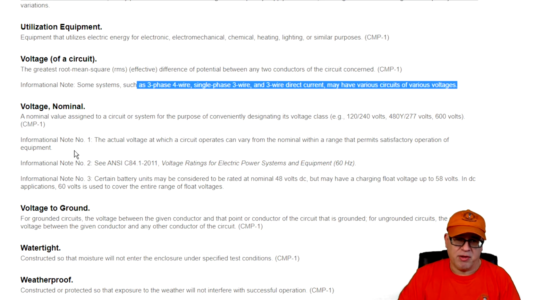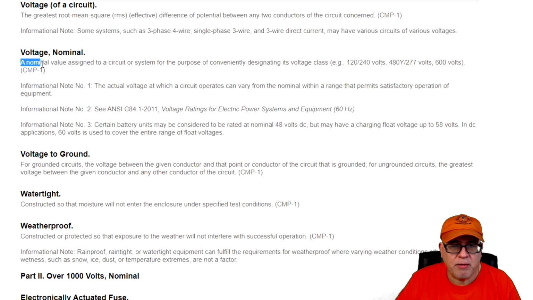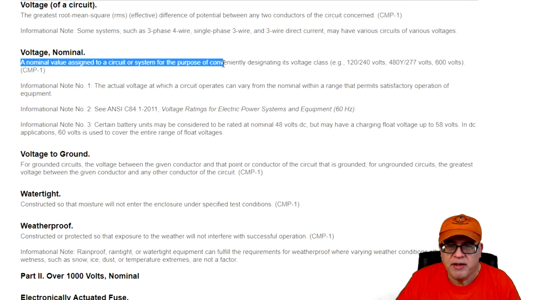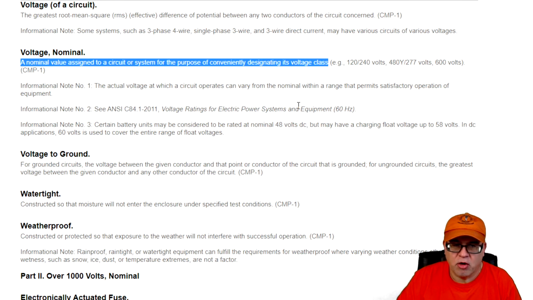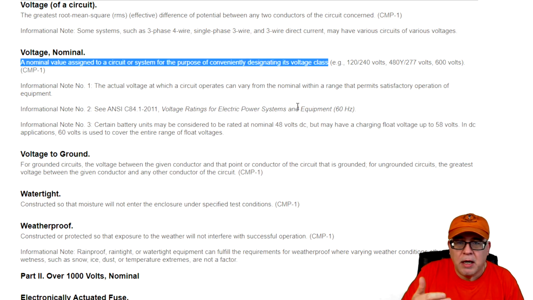Now, what's nominal voltage? Nominal voltage is a value assigned to a circuit or system for the purpose of conveniently designating a voltage class. Let me give you a good example. This might be 460 for a motor. That's the voltage of the circuit, maybe between two conductors, and it would be whatever the voltage reads out to. The nominal would be treating it as 120 when you might get a reading of 121. That is the true root mean square value, RMS. That's why we have RMS meters. But the nominal value is what we use, for example, to be able to use 120.